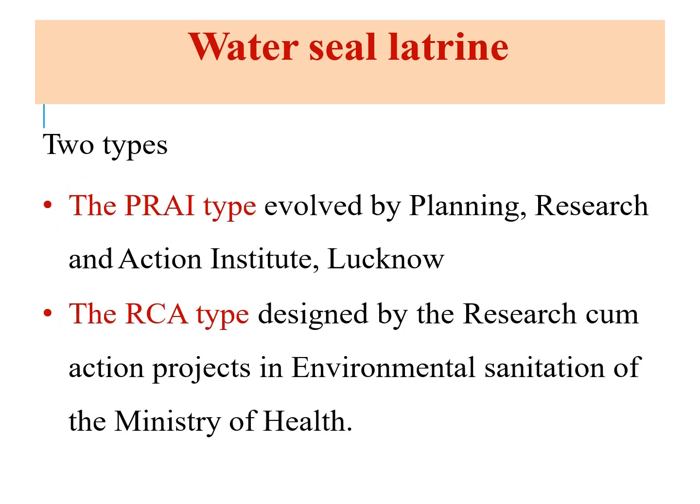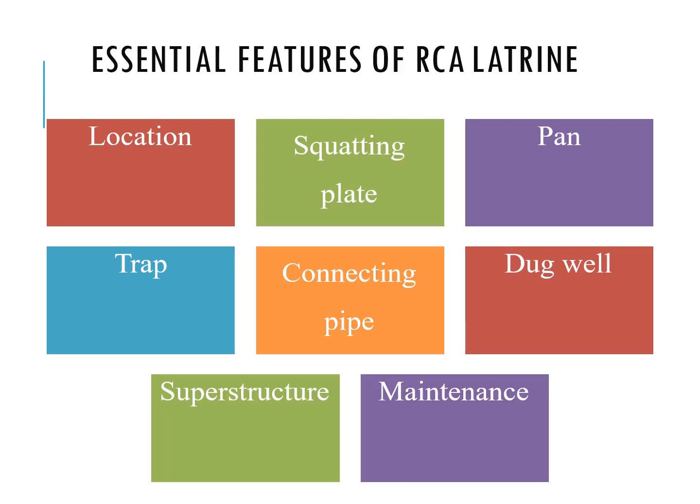Coming to the water seal latrine, which is an improvement over the borehole latrine and the dug well latrine. There are two types of water seal latrine. They are the PRAI type, developed by the Planning, Research and Action Institute of Lucknow, and the RCA type latrine designed by the Research cum Action Project in Environmental Sanitation of the Health Ministry. The essential features of these RCA type latrines are the location, a squatting plate, pan, a trap, a connecting pipe, a dug well, superstructure and maintenance.